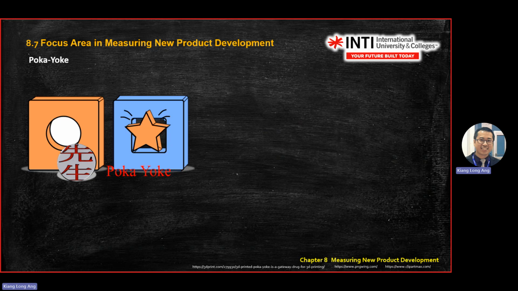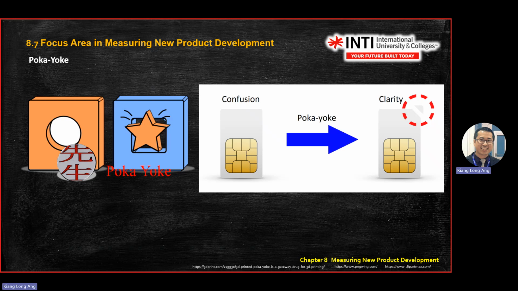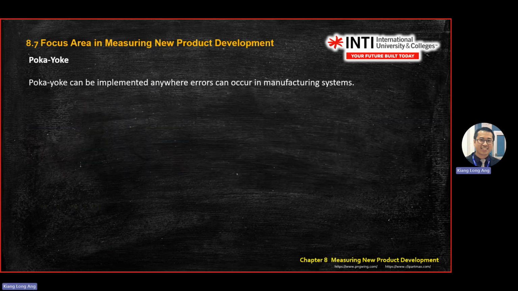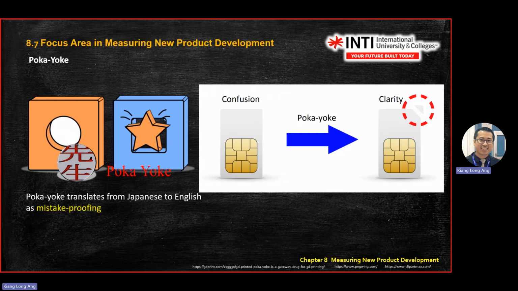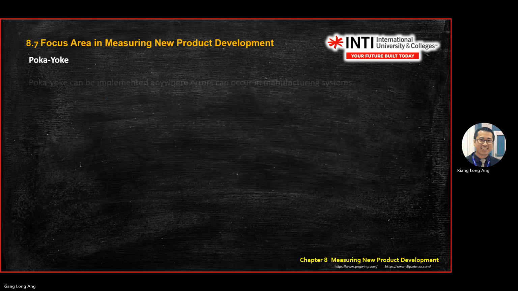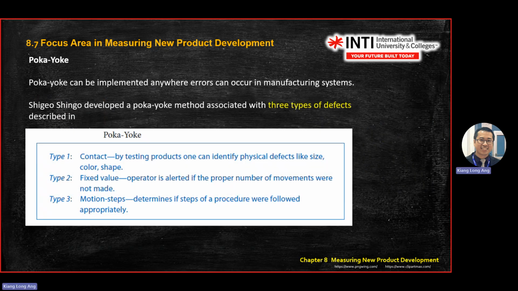Poka-yoke we mentioned I think 2 lectures before this. Poka-yoke is to prevent instability in the end user dimension. Okay, so this is a SIM card. It's mistake proofing, or stupid proofing. Poka-yoke. So the Poka-yoke method is associated with 3 types of defect prevention in engineering: contact, fixed value, and motion steps. Okay, so you have 3 types of Poka-yoke.